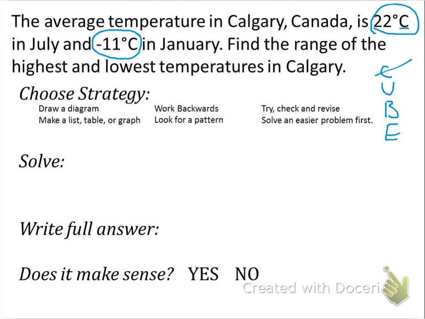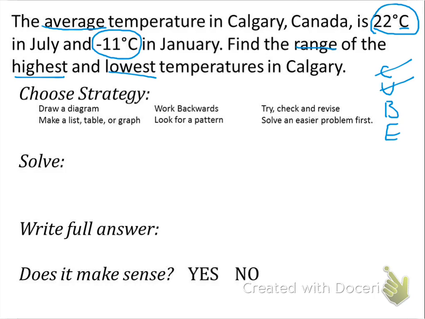U stands for underline important math words. So when I read through it again, the average, that's an important math word, temperature in Calgary, Canada is 22 degrees Celsius in July and negative 11 degrees Celsius in January. Find the range of the highest and lowest temperatures in Calgary. Okay, those are the important math words. Done, U. B stands for box the question.